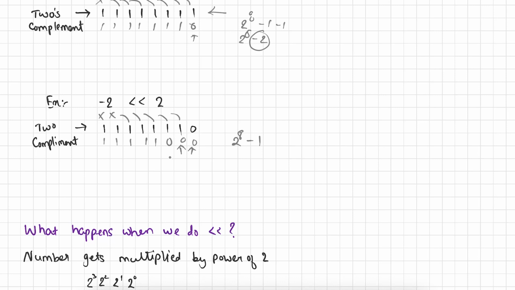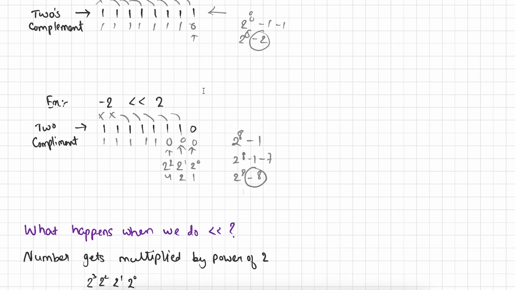And the places filled with 0 have values 2 to the power 0, 2 to the power 1, 2 to the power 2. So that is 1 plus 2 plus 4, which is 7. So it is 2 to the power 8 minus 1 minus 7, which becomes 2 to the power 8 minus 8. So this binary representation represents -8.